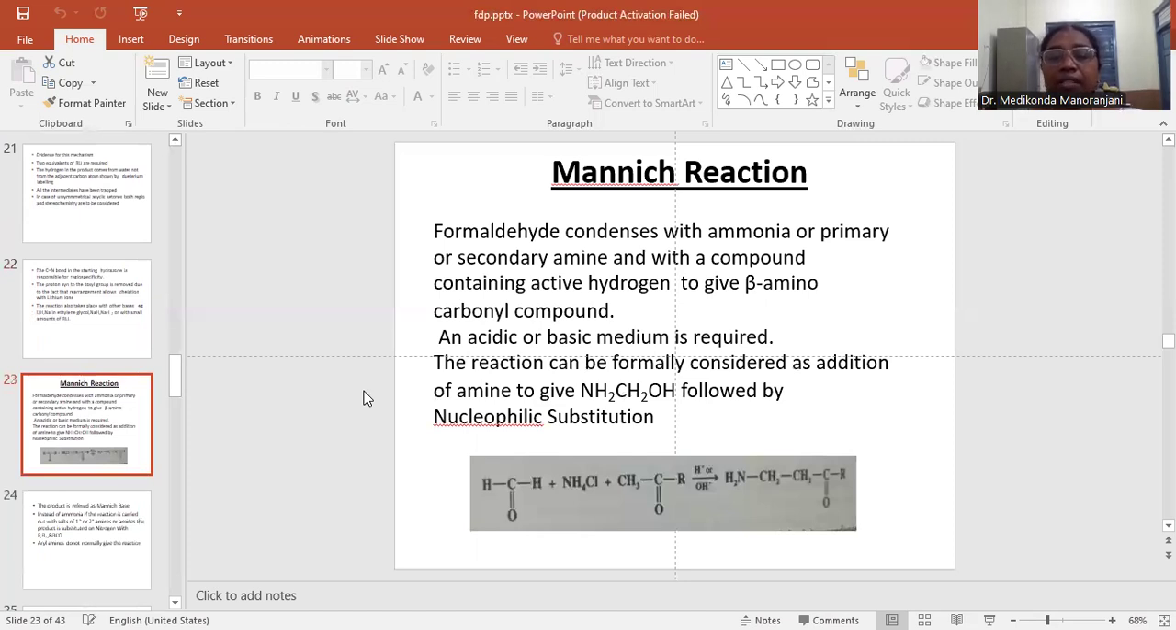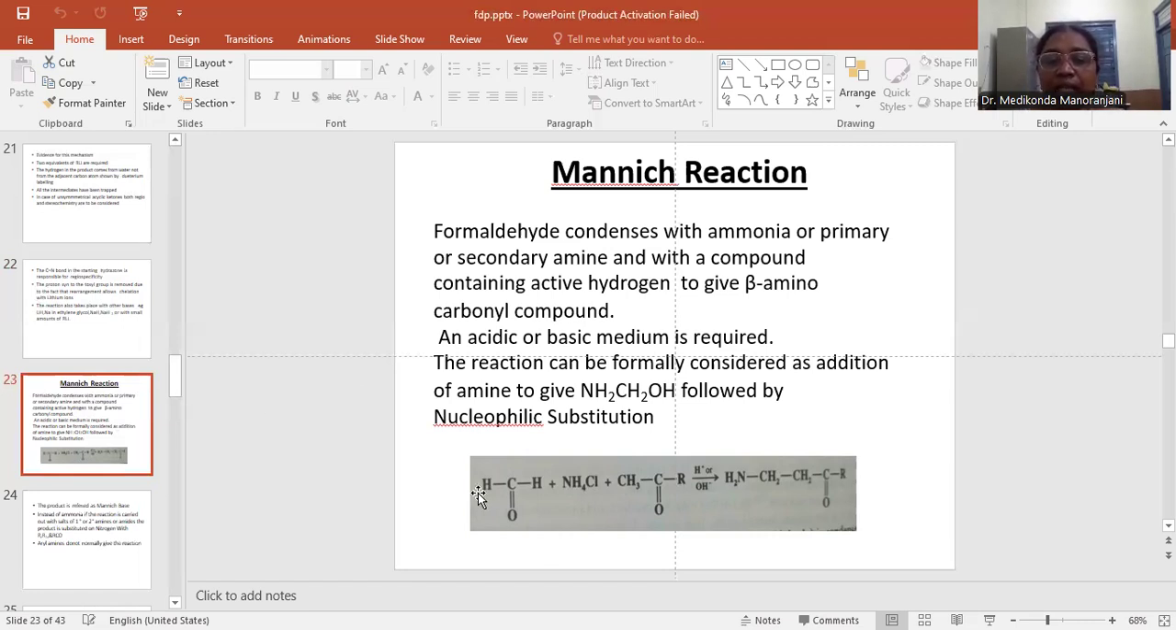Examples: lithium hydride, sodium in ethylene glycol, NaH, NaNH2, or small amounts of lithium. The next reaction is the Mannich reaction. Let us see the definition of the Mannich reaction. Formaldehyde condenses with ammonia or primary amine or secondary amine and with a compound containing active hydrogen to give a beta-aminocarbonyl compound. An acidic or basic medium is required. The reaction can be formally considered as addition of amine to give NH2CH2OH followed by nucleophilic substitution.